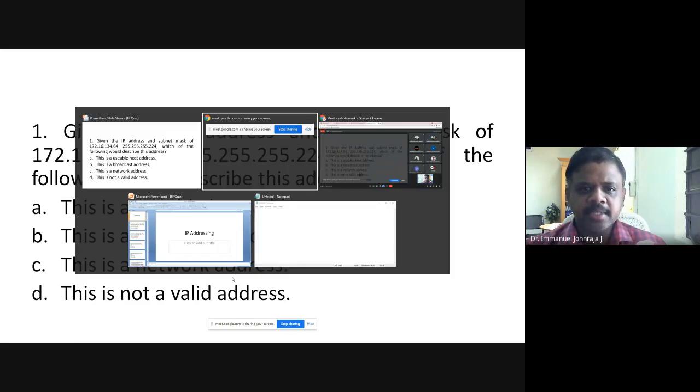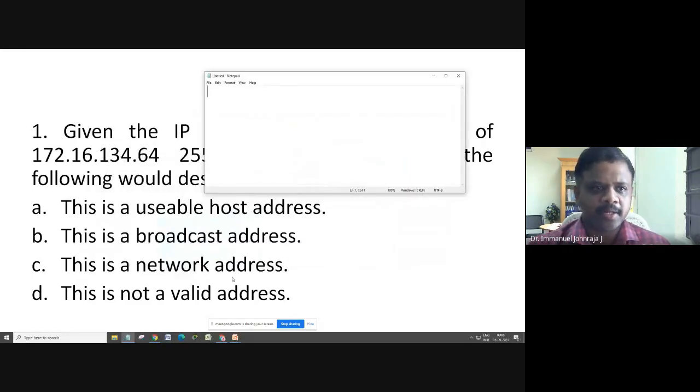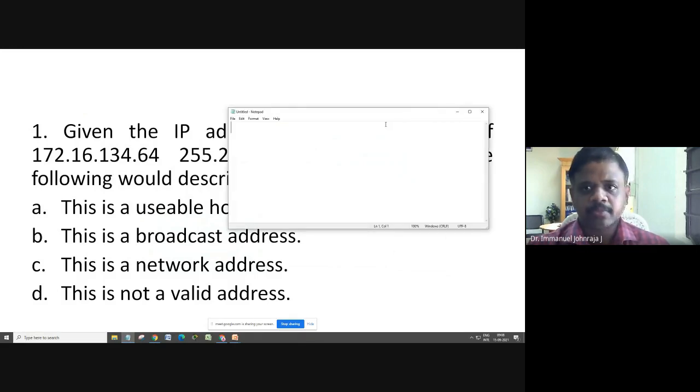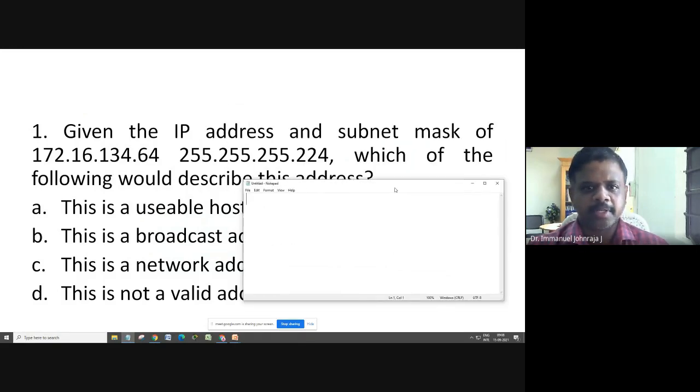So let me seek the assistance of a notepad. I'll just rewrite these values here. The IP which is given is 172.16.134.64, and the mask is 255.255.255.224. There are multiple ways to solve this problem and find the answer, but how I would do it, probably I can explain to you.